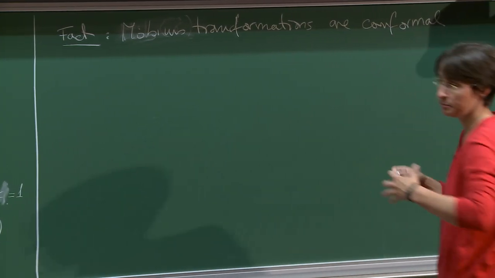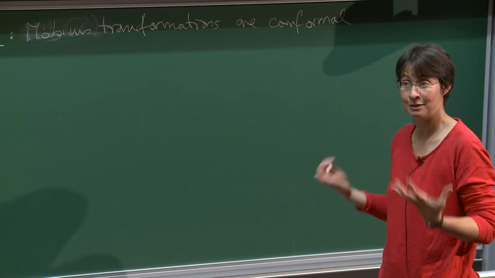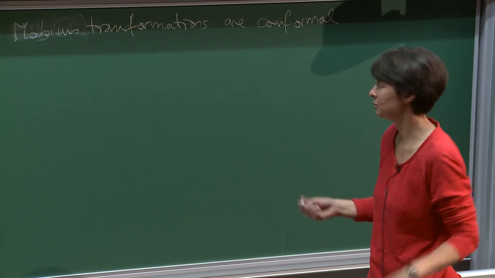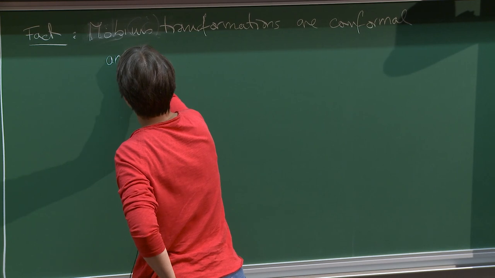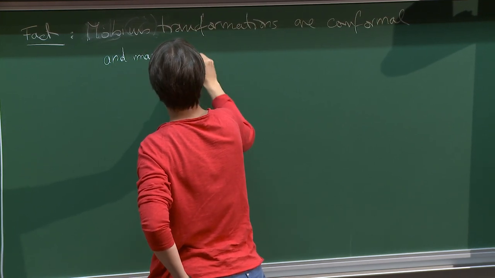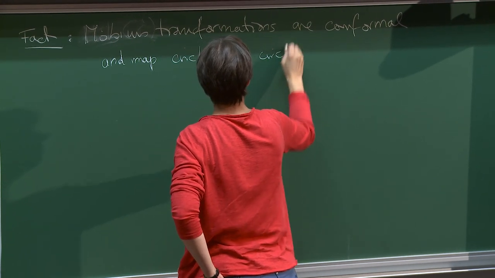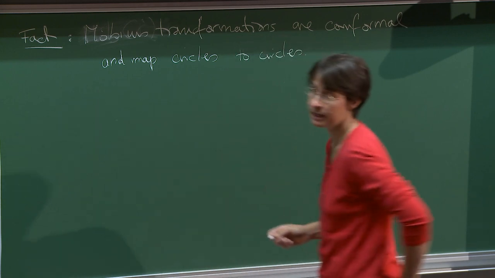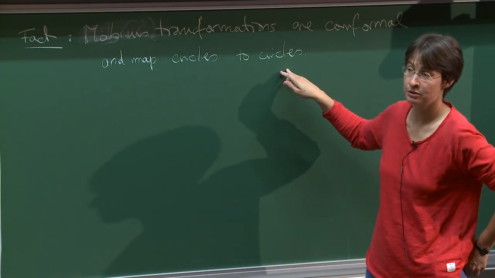So these are maps which preserve angles. So you have to check this on the derivative of the map, right? So Möbius transformations are conformal and actually map circles to circles. And so by circles, I mean generalized circles.